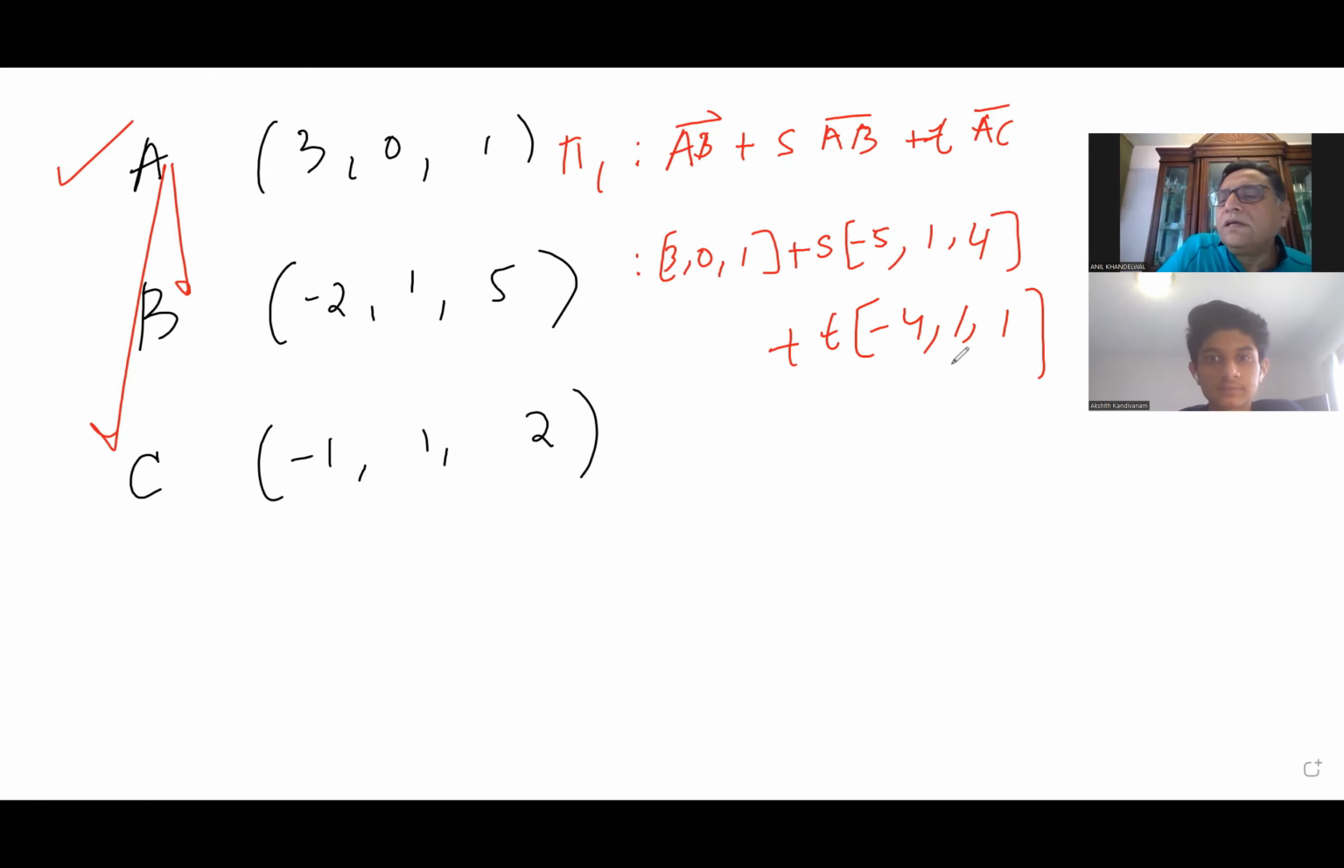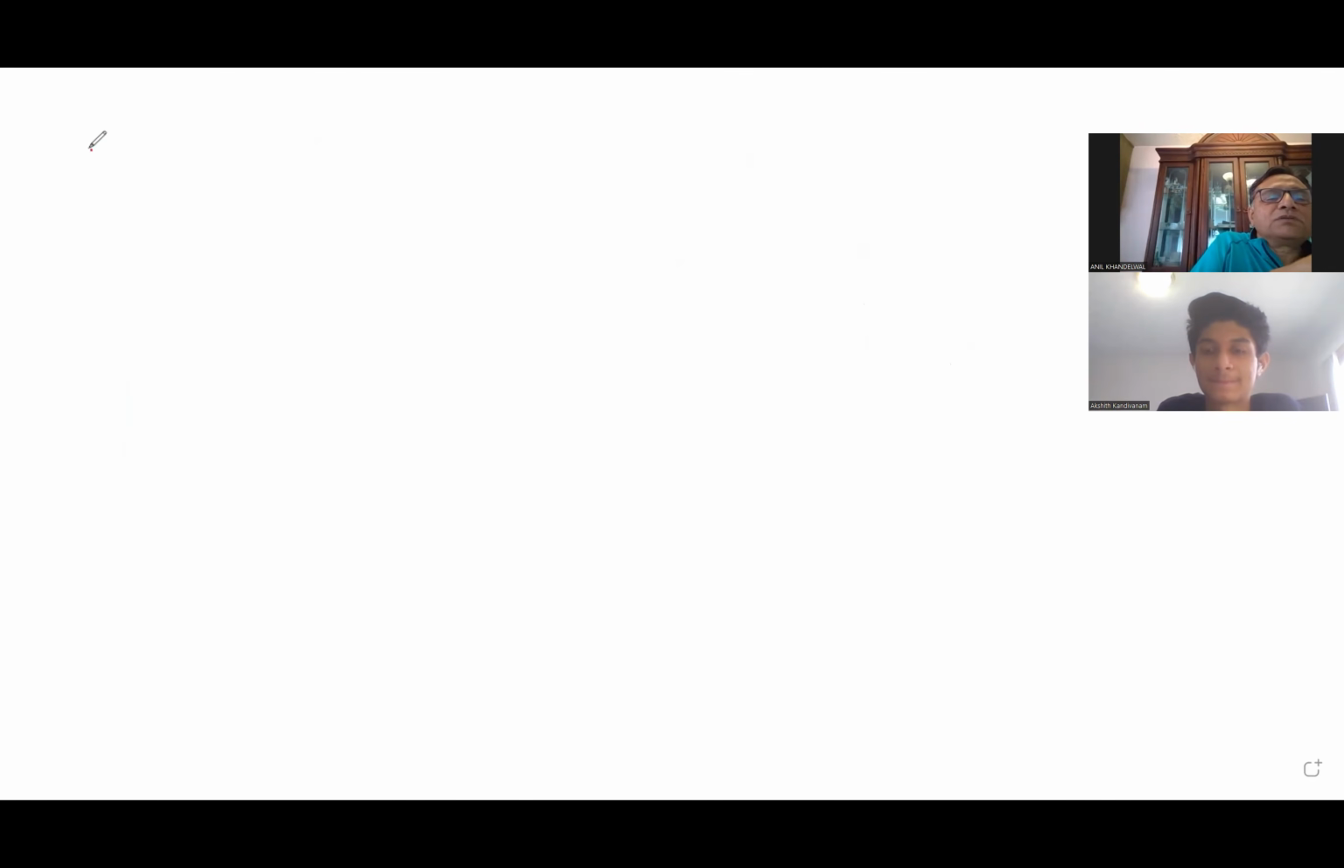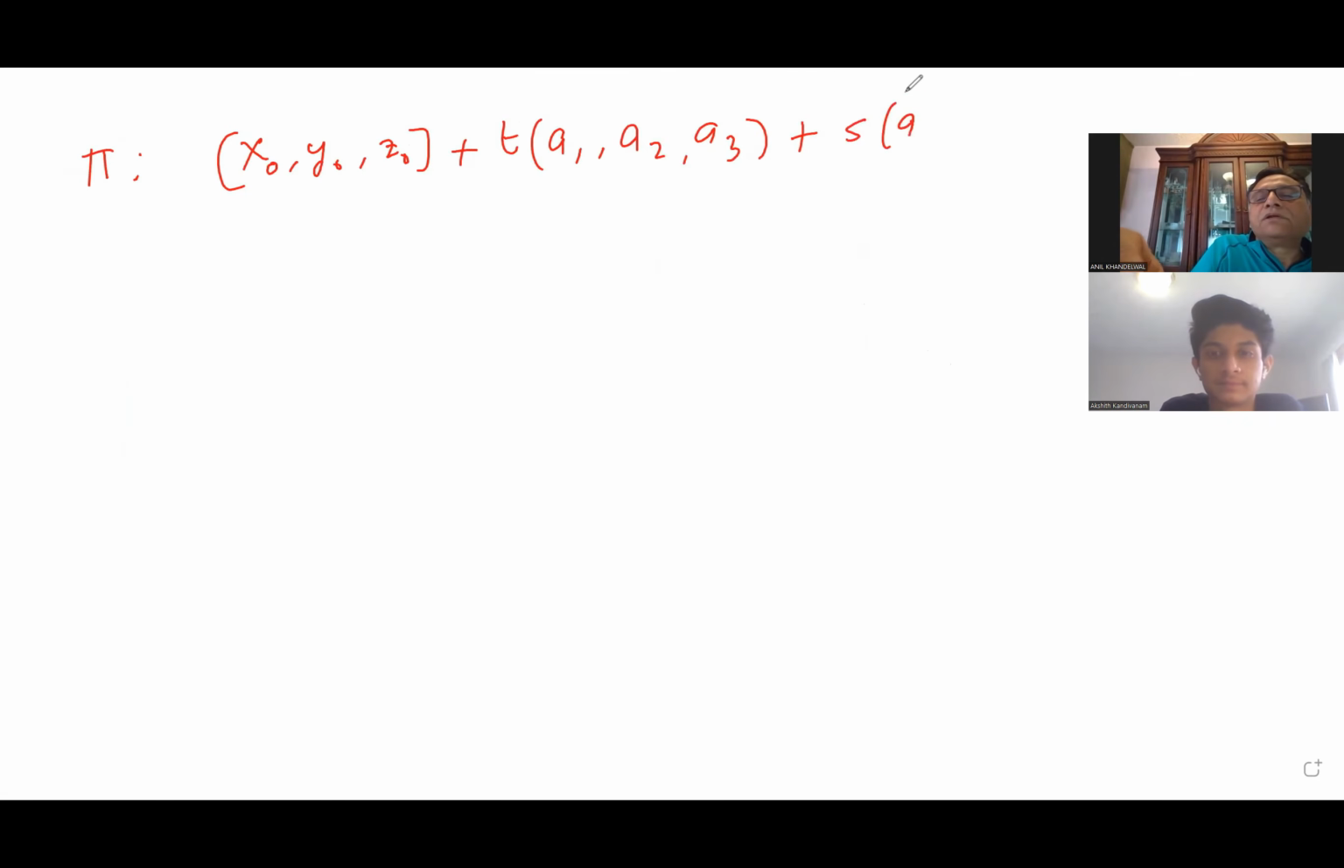Now, as we did in lines, we could now write the parametric equation of a plane, right? So let's get into that part now. Initially, we said what? A plane phi could be defined as, let's say, (x0, y0, z0). That's our initial point, right? Plus t times (a1, a2, a3), okay?